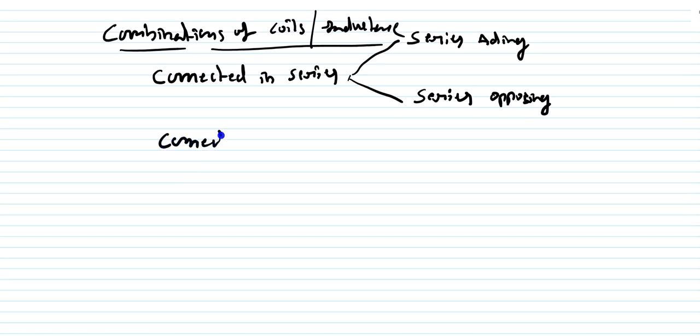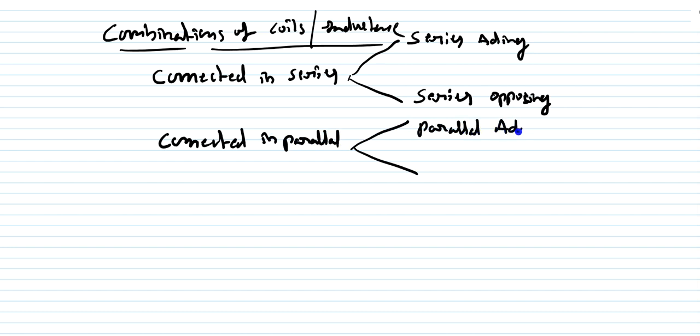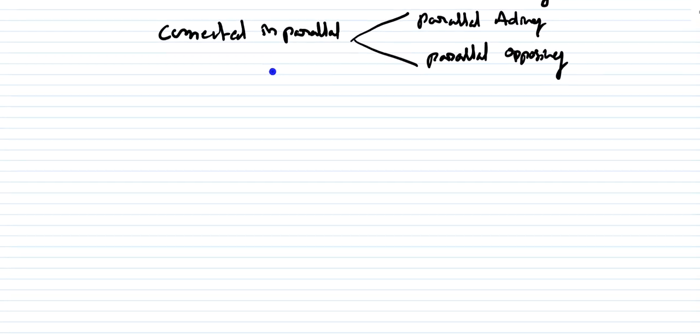If two or more coils are connected in parallel, then again there is parallel aiding, where the fluxes are adding, and parallel opposing. Here the mutual induced EMF can be opposing the self-induced EMF. These are the different configurations possible. We'll see the first one, and you will be able to understand the concept here.